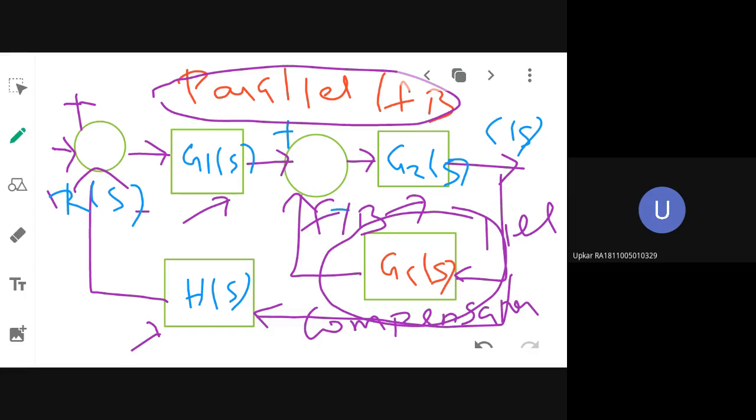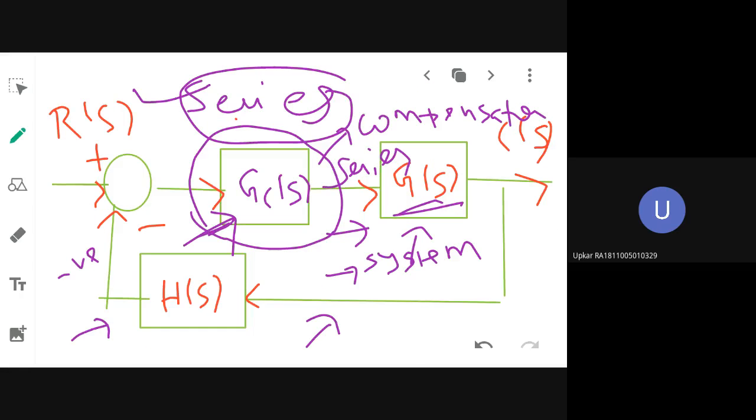Here, as you can see in the diagram that I have circled, this is your compensator transfer function that is being added in the parallel or feedback path with the existing system. Suppose if it is a series compensator, this is your compensator that is actually connected in a series manner with the existing system. That is why it is called a series compensator or cascade compensator.